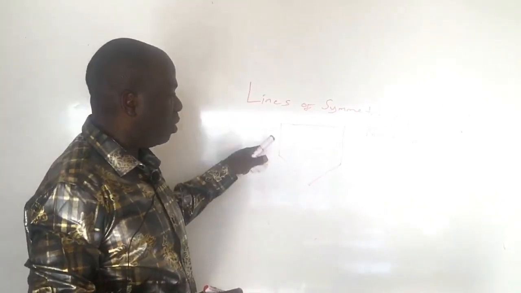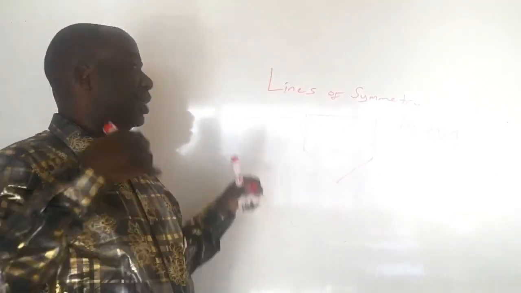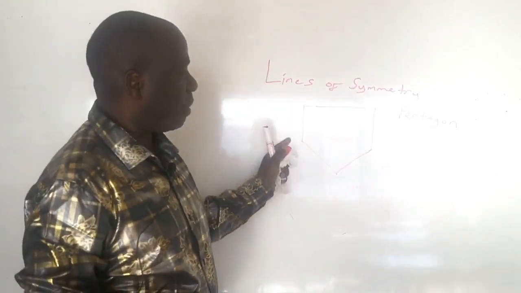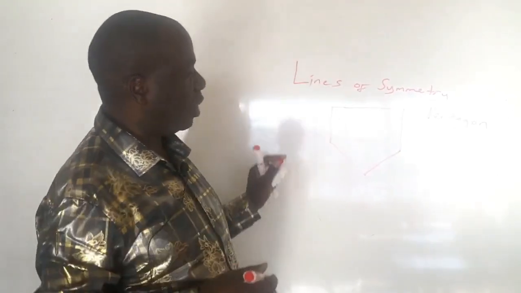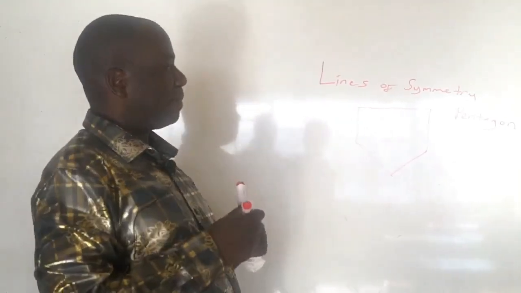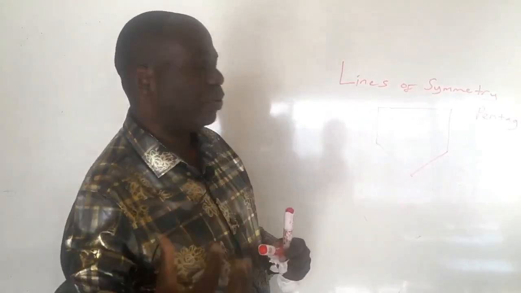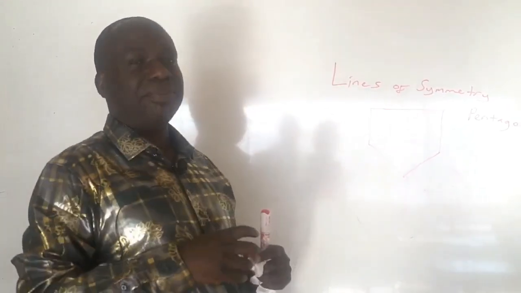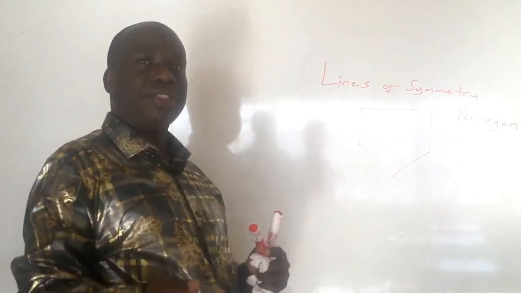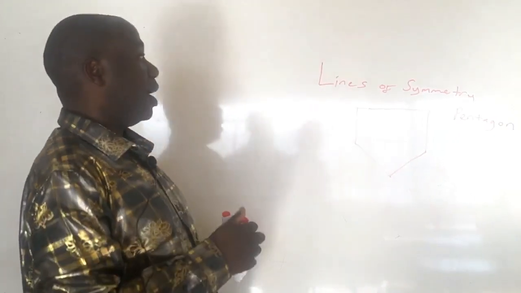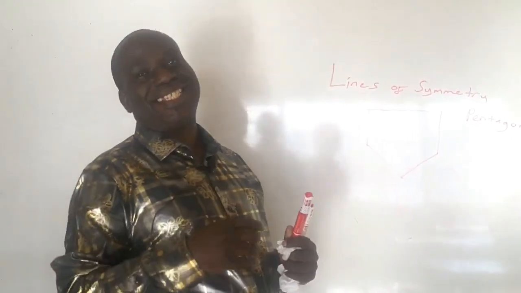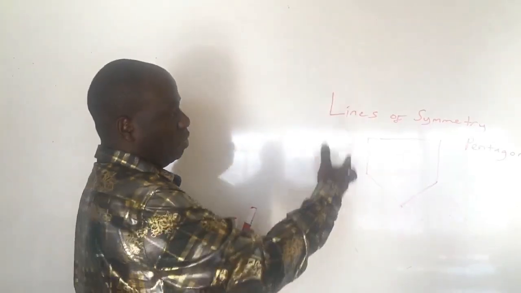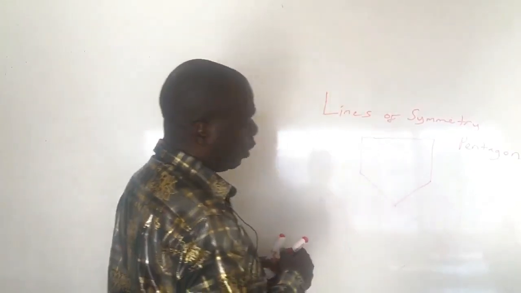Then a hexagon, if it's regular, has six lines of symmetry, like what we said earlier on. The same applies to a heptagon, which will have 7 lines of symmetry. Then the same applies to an octagon, 8 lines of symmetry. A nonagon, 9 lines of symmetry. Decagon, 10 lines of symmetry. Normally at O level, they end at decagon. So the 10 lines of symmetry will be for your decagon.